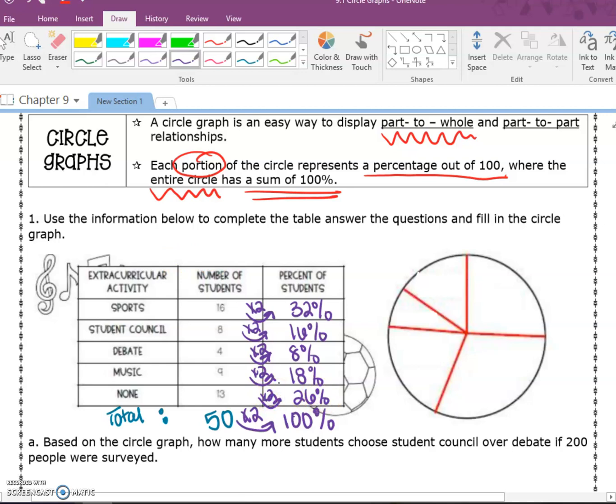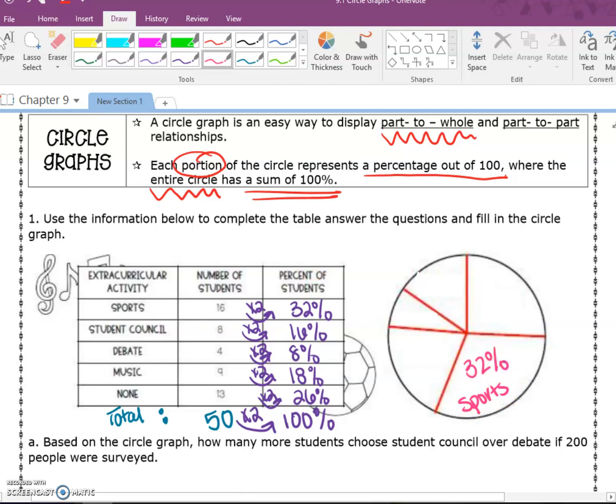So the next step, what we could do is fill in our circle graph with our percentages. And so do you notice how they are different sizes? Well, the sizes correspond with the number of percents that it is. So the biggest percentage is sports. So then our sports would have to fall with the biggest portion of the circle graph.